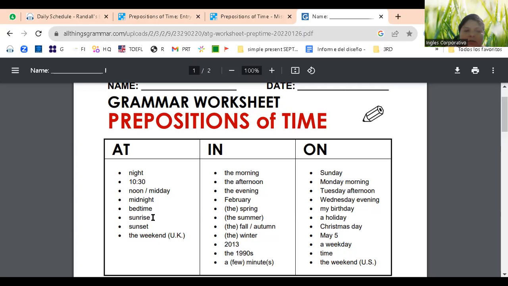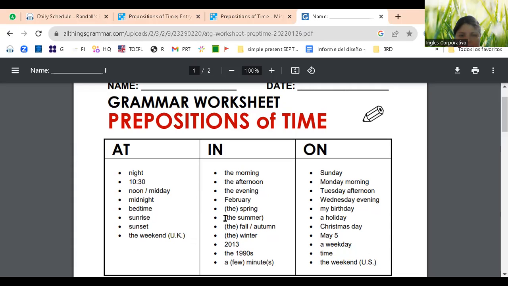Sunrise, what is sunrise? At sunrise. I will sing a song at sunrise. Voy a cantar una canción at sunrise. What is sunrise? Ideas? El amanecer. Sunset, at sunset, I will see the sun at sunset. What is sunset? El atardecer. Y acá está lo que estamos viendo: at the weekend, en el fin de semana. So this is UK. Lo único que cambia es la pronunciación. Y aquí está on the weekend, US. Ahí lo único que cambia es la pronunciación.